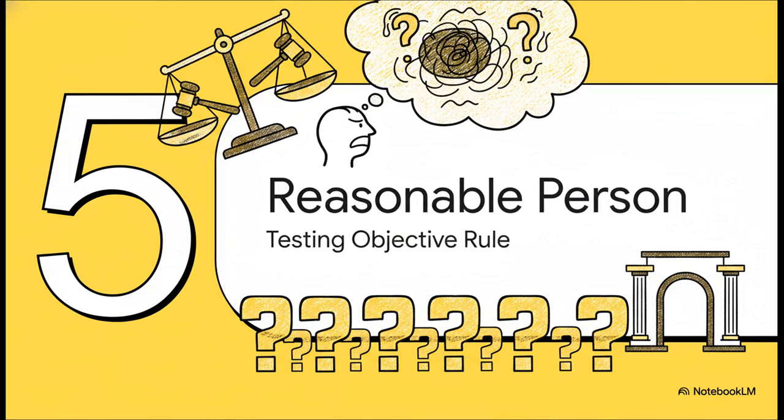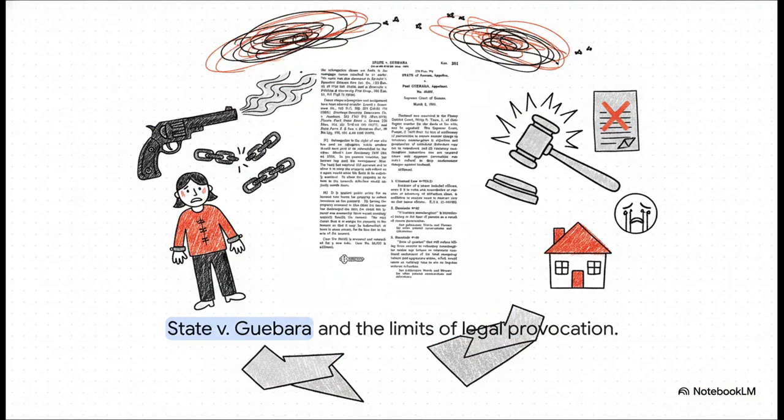All right, Section 5, the reasonable person standard, testing the objective rule. What actually constitutes adequate provocation in the first place? To answer that, we look at State v. Gabera. In this case, a husband shot and killed his wife because she refused to drop misdemeanor theft charges against him. At trial, he claimed voluntary manslaughter, arguing that her refusal threw him into an uncontrollable passion.